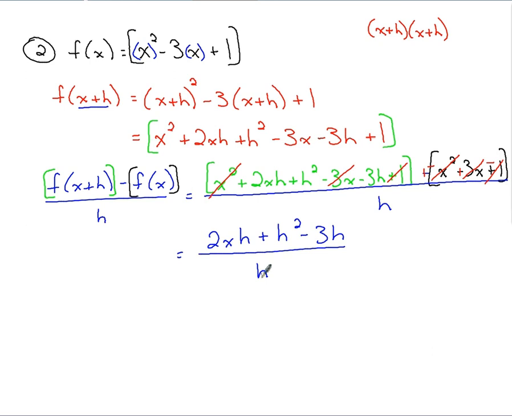Now we take this h right here, we divide it into all the terms. Dividing this h into the first term, you've got 2x left. Dividing this h into the second term, there's two h's there, there's one h there divided in, so one h remains. And divide this h into the last term, we're going to have just minus 3 left. So there's our expression that represents the difference quotient.